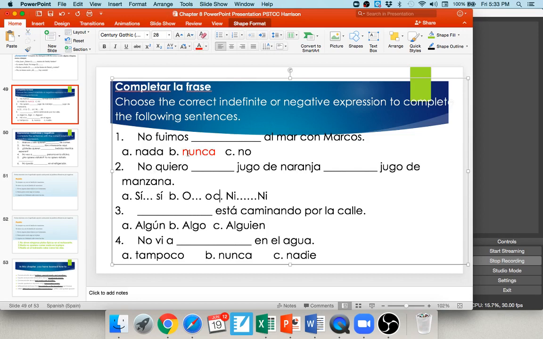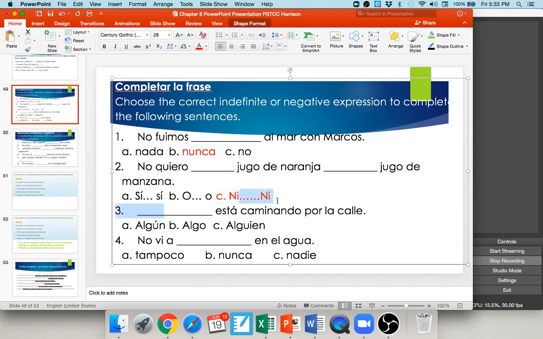Number two, no quiero blank jugo de naranja blank jugo de manzana. So I don't want orange juice or apple juice. In this case, you kind of want to say, oh, I don't want orange juice or apple juice. However, because there's a no in front of quiero, remember you have to use the negative one. So it should be ni. No quiero ni jugo de naranja, ni jugo de manzana.